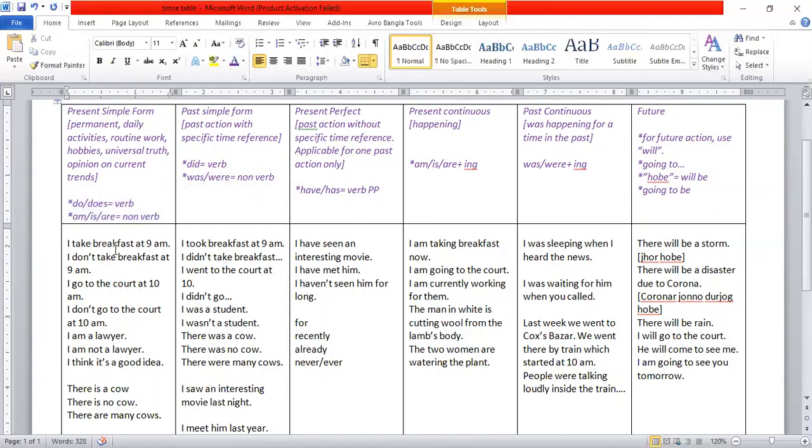For example, I take breakfast at 9 a.m. Take is a verb, considering that you know what a verb is: an action like go, take, sleep, eat, write. Anything that means action. So if we remember that verb goes with do or does, and I want to make it negative, I should not say I am not take breakfast. It should be I don't or I do not take breakfast at night. Similarly, I go, go is a verb, I don't go. But at the same time, I'm a lawyer, am is already there because lawyer is a non-verb. So I'm not a lawyer.